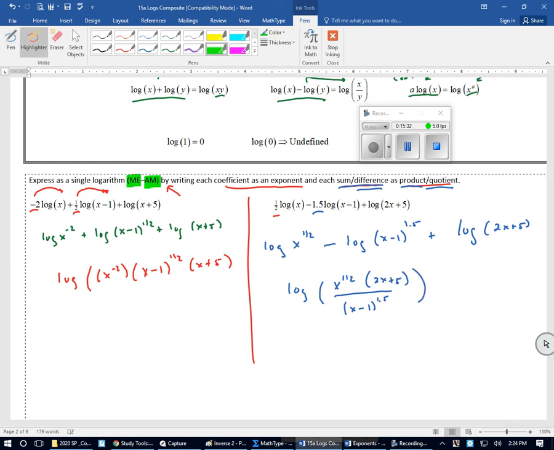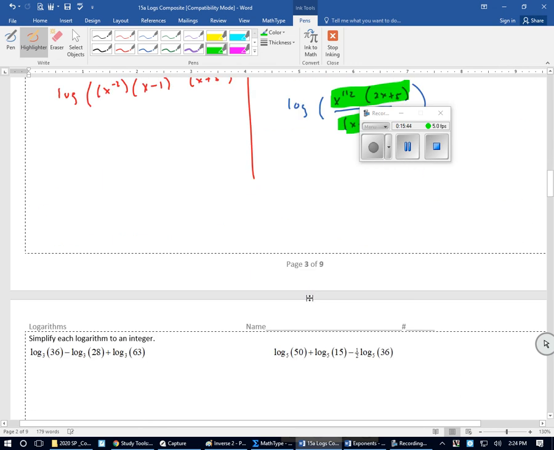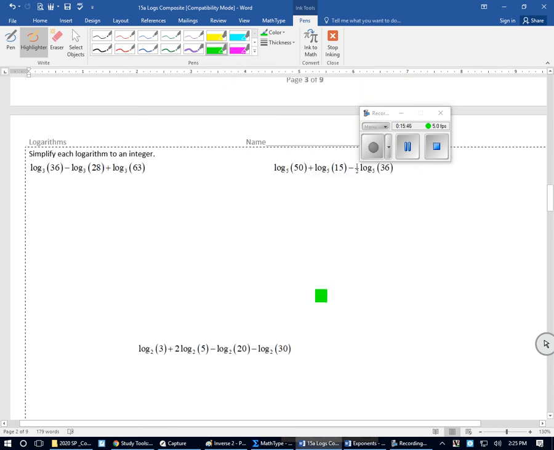So I took this subtraction and put it on the bottom. I put the addition and put those on top. The positive ones go on top, the negative ones go on the bottom. Let's try that with real numbers. Okay, coefficients become exponents. I don't have any coefficients. Addition becomes multiplication, subtraction becomes division.